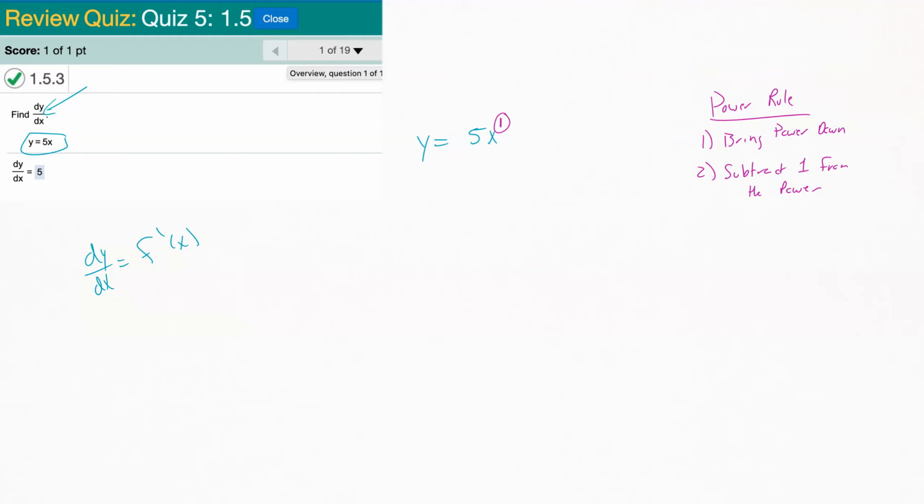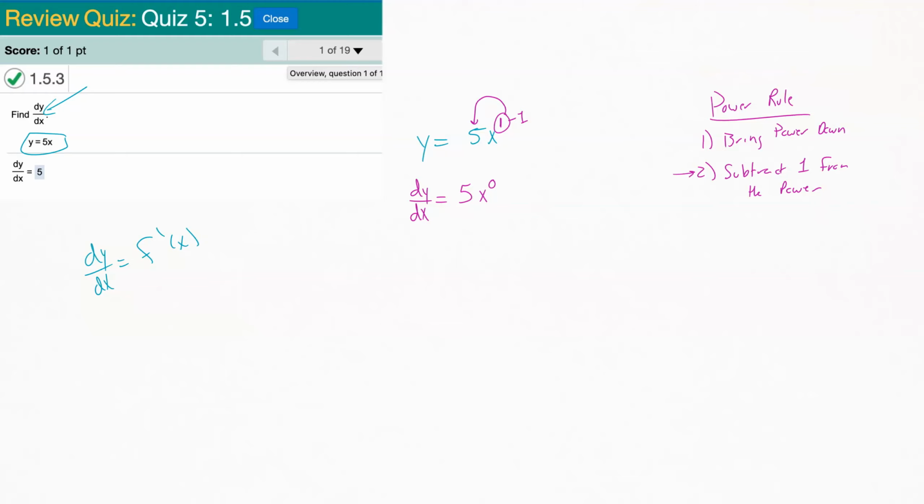So what we're doing, we're going to do step 1. We bring the power down and we multiply it by that 5 in front. So we're going to get dy dx now, because we're talking about our derivative. 1 times 5 is going to give us 5. And we get x, and then the second part of this says subtract 1 from the power. So I subtract 1 from the power. 1 minus 1 gets me x to the 0.